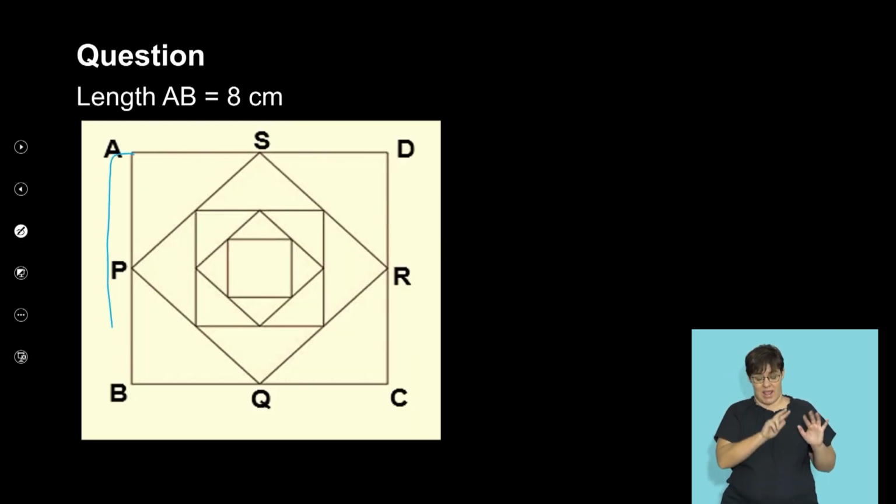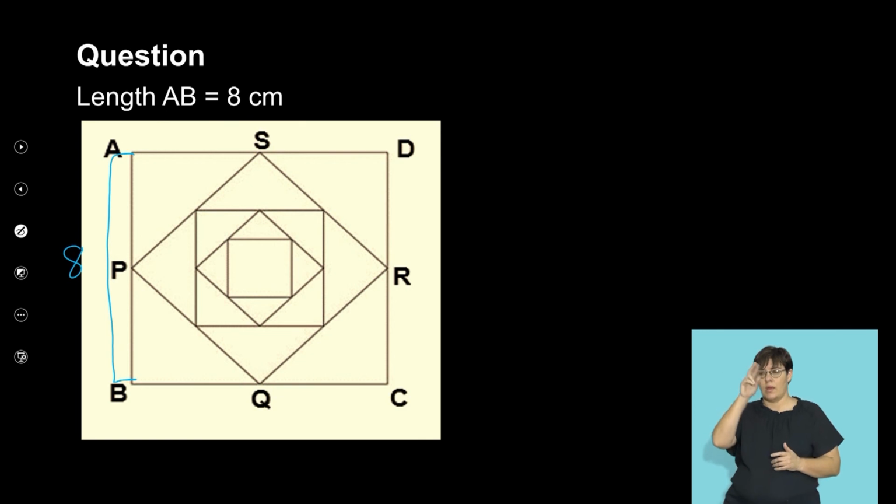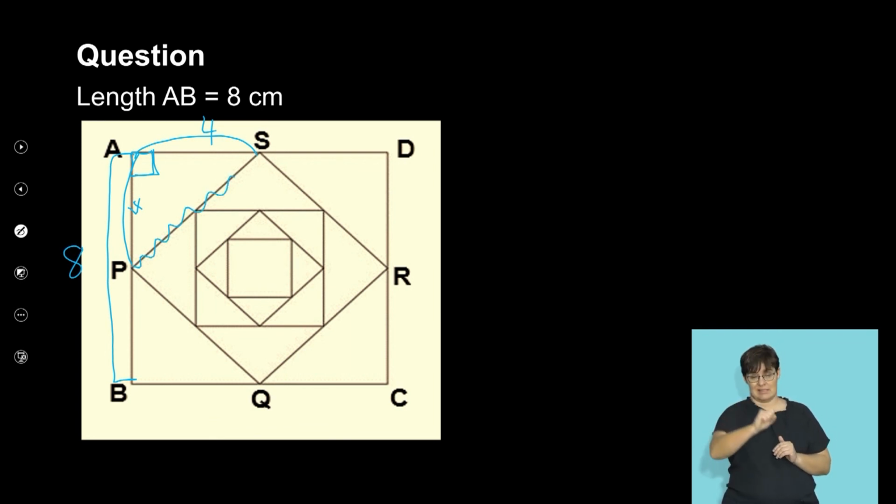If I know that this is 8, and we know that P, S, R, and Q are drawn from the midpoints of the sides of the square, that means that AP would have to be 4 units, and AS would have to be 4 centimeters. Because it is a square, I know that the corners are at right angles to each other. So I can do Pythagoras to find the length of PS, and that will indicate the length of each side of PSRQ.